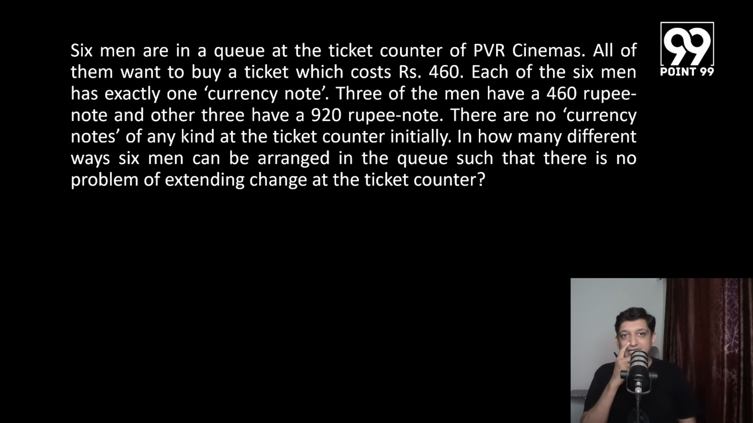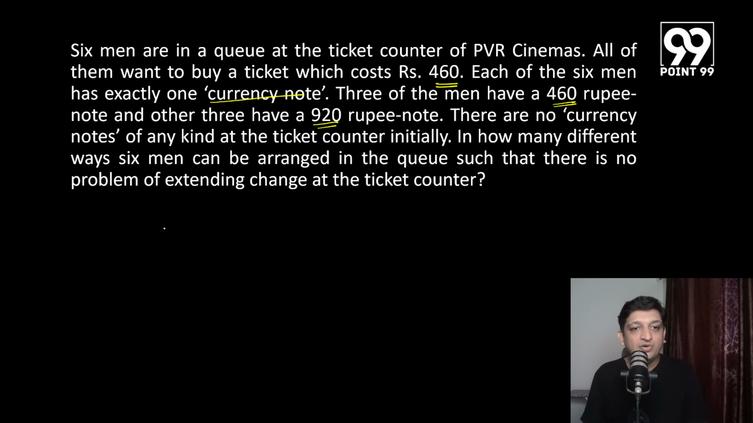So 6 men are in a queue at the ticket counter of PVR cinemas. All of them want to buy a ticket which costs rupees 460, some awkward denomination. Each of the 6 men has exactly one currency note. 3 of them have a 460 rupee note and the other people have a 920 rupee note. There are no currency notes of any kind at the ticket counter initially. So the ticket counter will have to get money first to be able to give change.